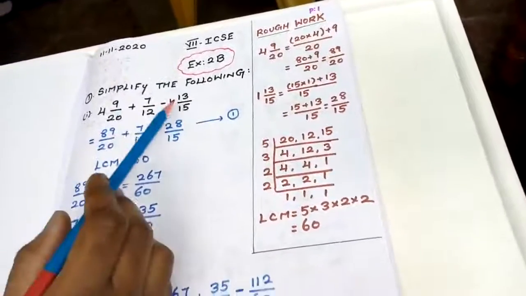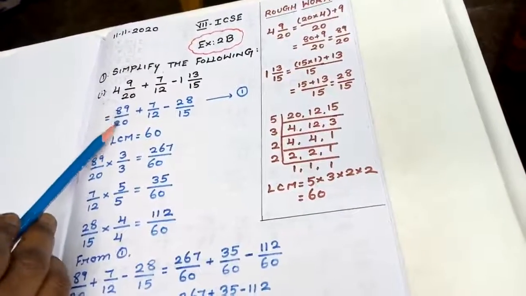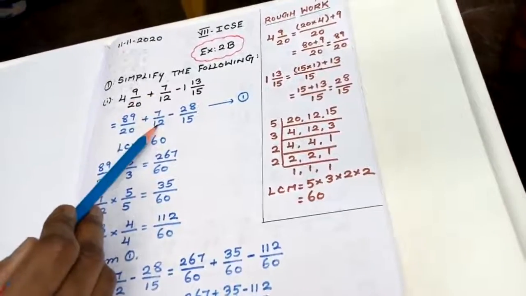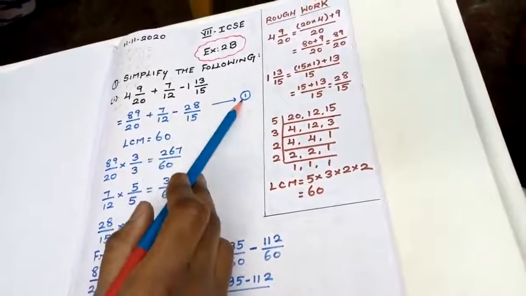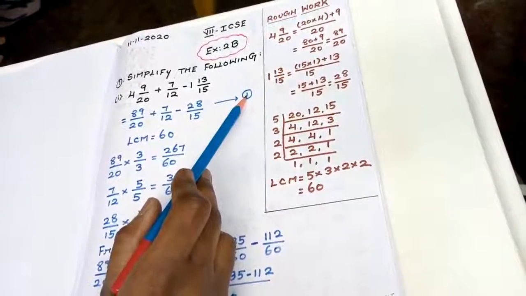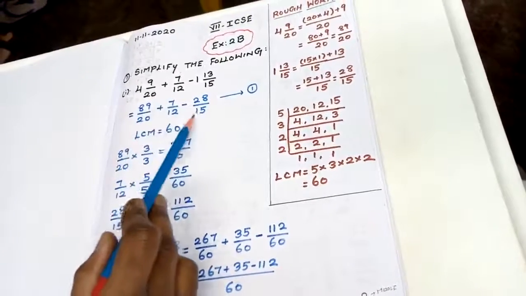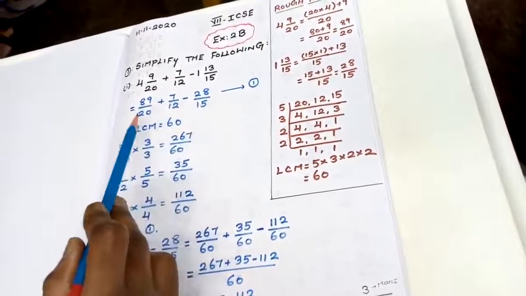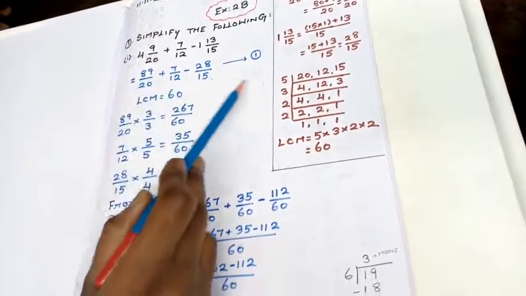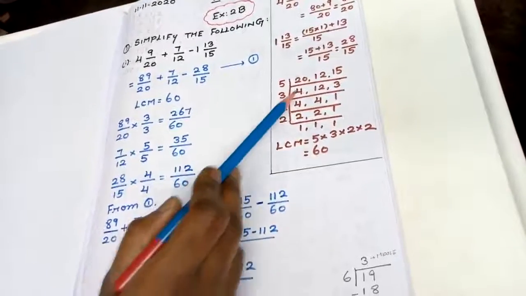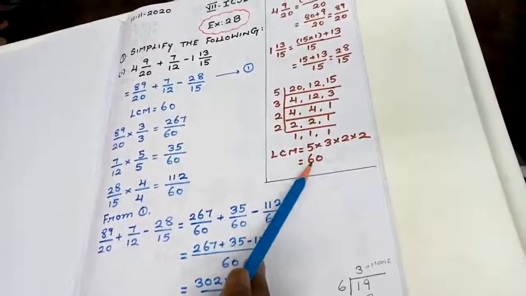In the same way, you are going to convert the other value. After converting, I am getting the value as 89 by 20 plus 7 by 12, write it as it is, minus 28 by 15. Just for your understanding, I am marking it as equation 1. After writing these fractions, I am going to check the denominator. The denominators are different here, 20, 12, 15. I am going to take these values to the rough work. Find the LCM for 20, 12 and 15. After finding the LCM, I am getting the answer as 60.